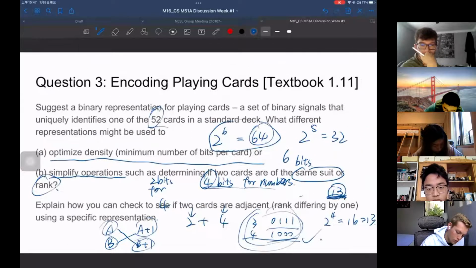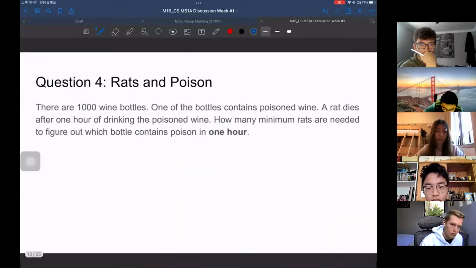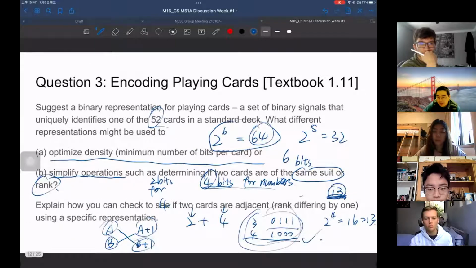Okay, we are a little bit short of time, so can I move forward? This is a very simple problem, right? Just remember 2 to the something, and you need more than that to represent all the different states. That's all I want you to take away from this question.